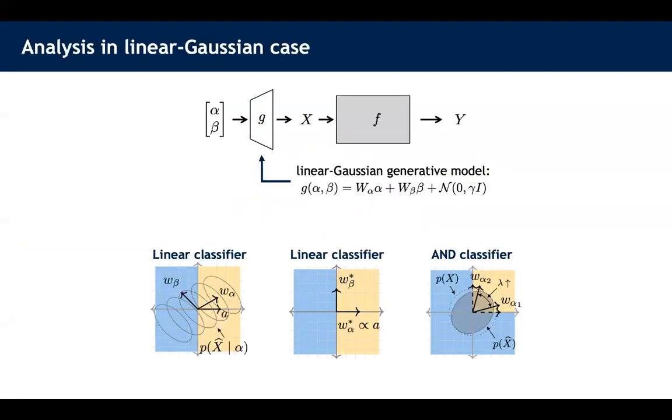We first analyze our model with simple classifiers and a linear-Gaussian generative model. In the paper, we provide some basic theory that helps us understand things like when we should expect our learned factors to correspond to semantic concepts, and the effect of our objective's tuning parameter.